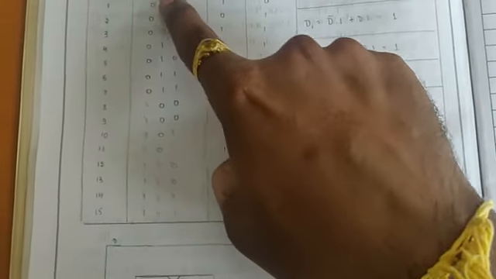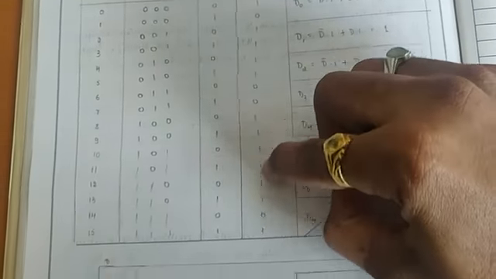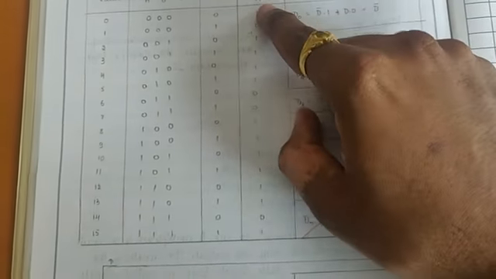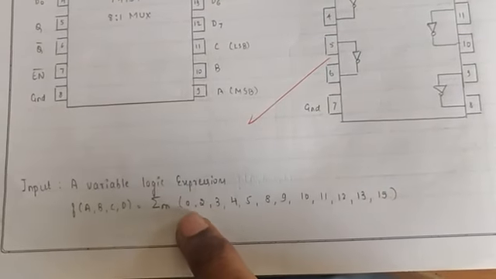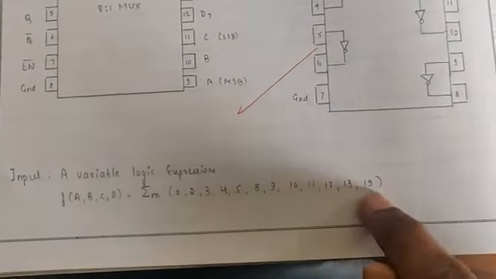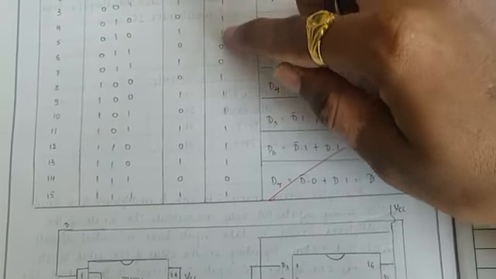So 0 to 15 are written. This is 0, 1, 0, 1, 0, 1, 0, 1. The output Q is written based on the minterms 0, 2, 3, 4, 5, 8, 9, which are given. Just fill the respective positions with ones.